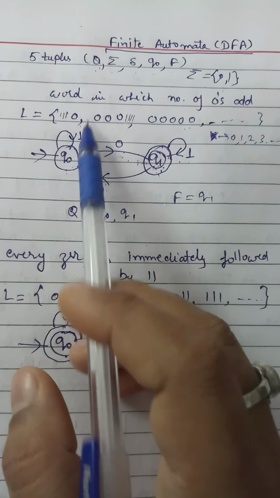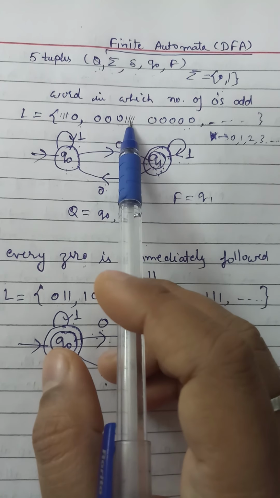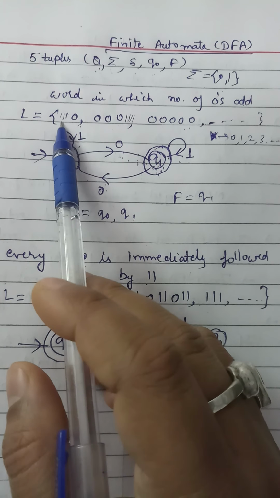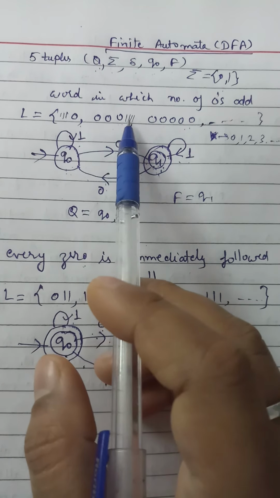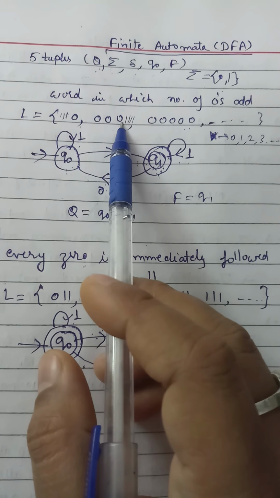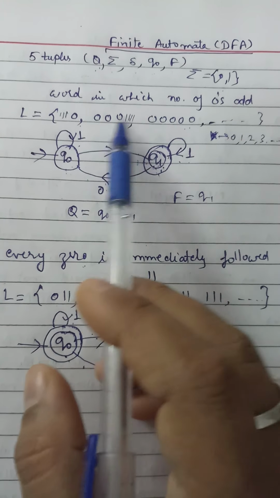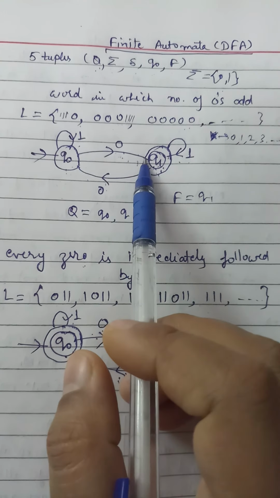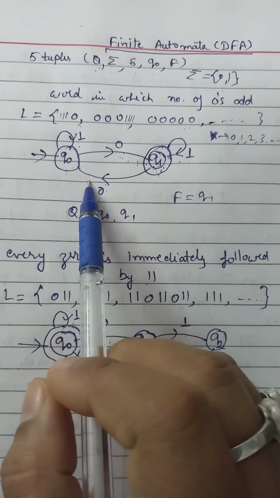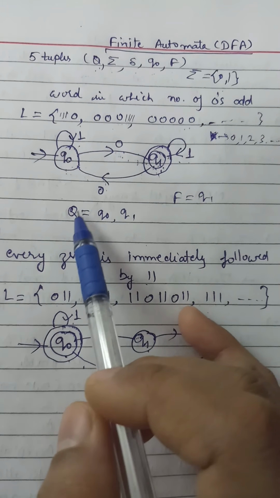So before 0 it can be any number of ones, after 0 it can be any number of ones, and in between zeros it can be any number of ones. There is no problem in it, but our number of zeros will always be odd with this automata, or with this DFA. So what will we have?